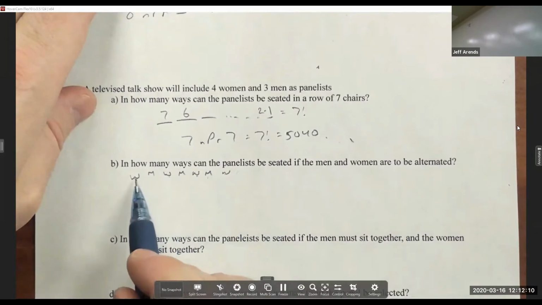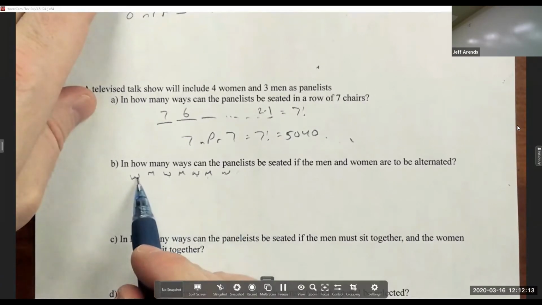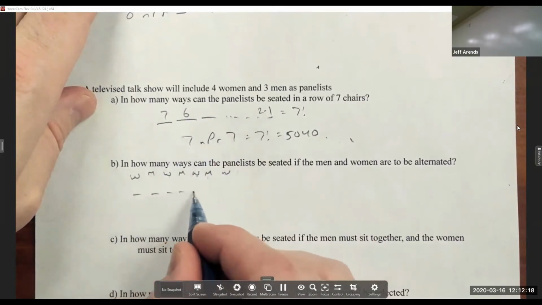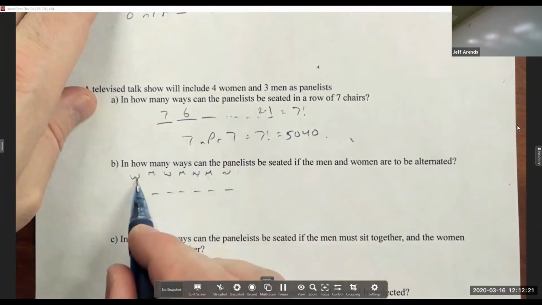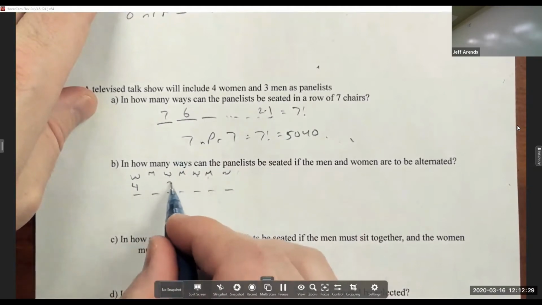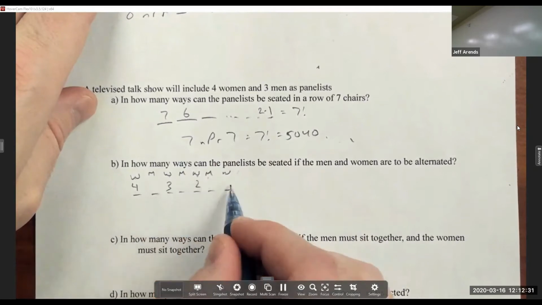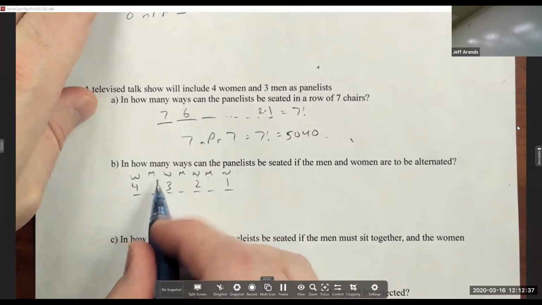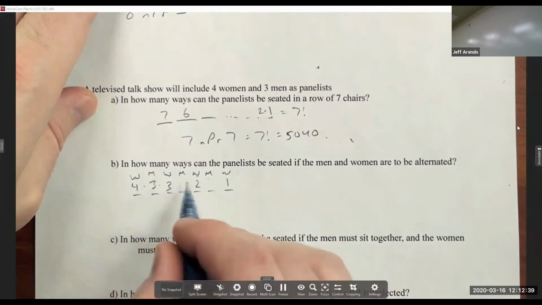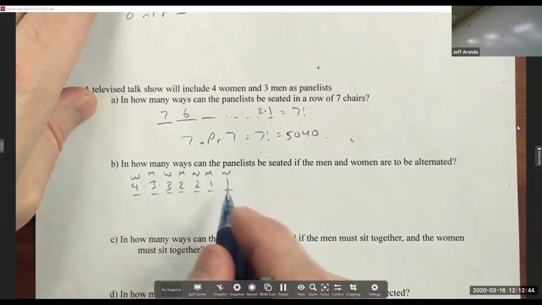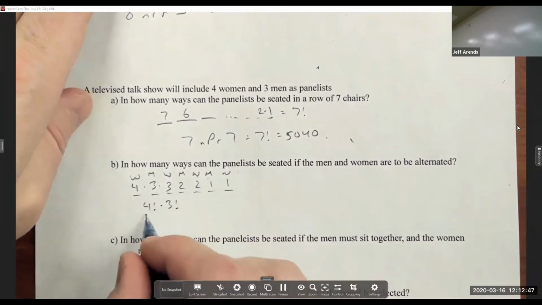In this first spot, I have 4 different choices. Using the multiplication principle, for the first choice, I have 4 different women that could sit there. And there's nothing saying I have to do these in order. But for the second woman, there's only 3 different women that could go there, then 2, and thus 1 woman that goes there. And for the men, there's 3 men I could choose from, then 2, and 1. You'll notice this is interspersed, but really this is 4 factorial times 3 factorial, or 4 permute 4 times 3 permute 3.